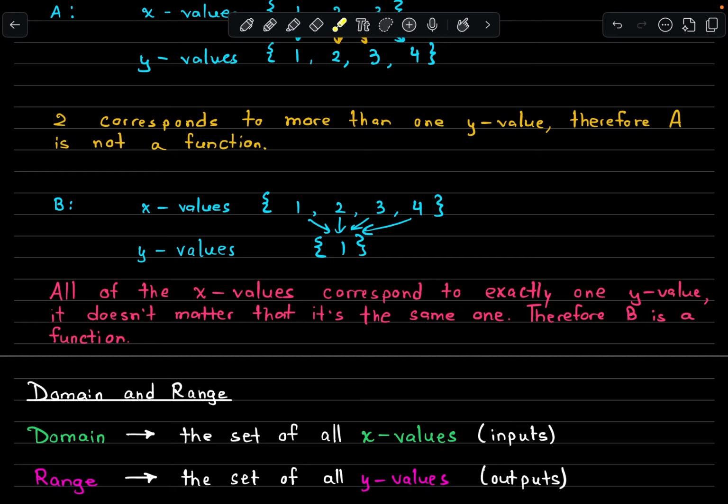Next, let's talk about domain and range. Domain is simply the set of all of the x values, or the inputs, as I've been calling them. Range is going to be the set of all of your y values, the outputs, what's coming out of this, as we're going to talk about function.